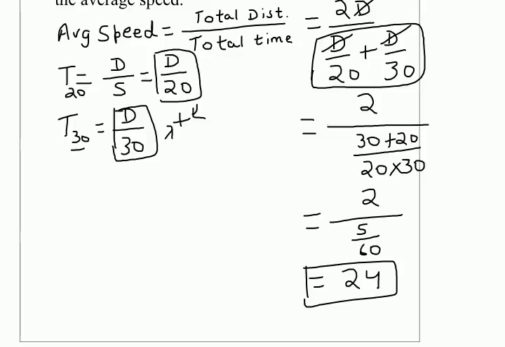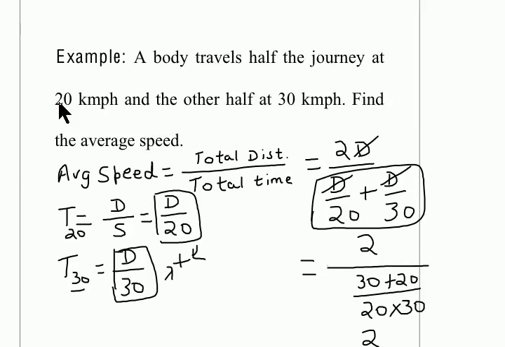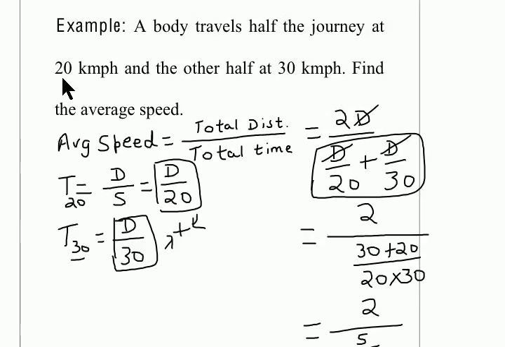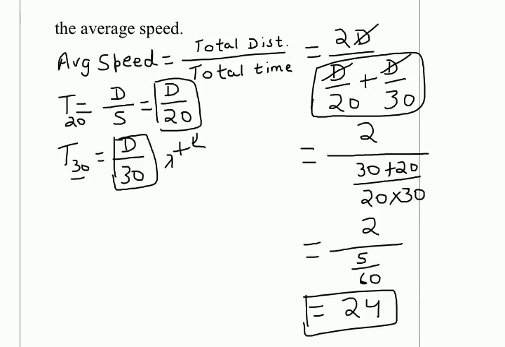So my average speed is 24 and not 25, which is the basic arithmetic average of 20 and 30. And the reason it is 24, more skewed towards the slower speed, is because the time taken at the slower speed is more, since the distance covered is the same.